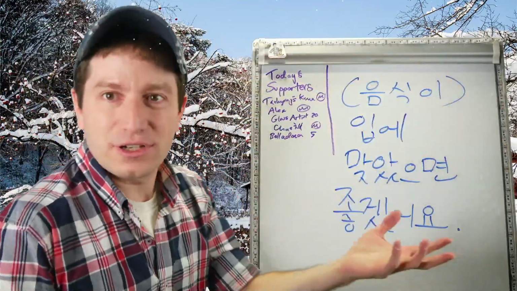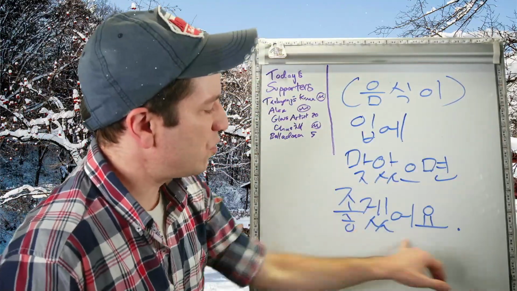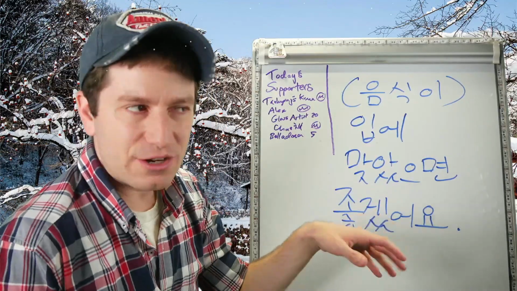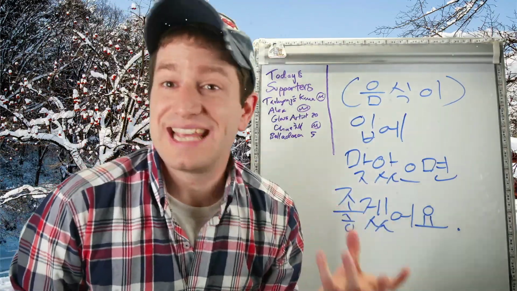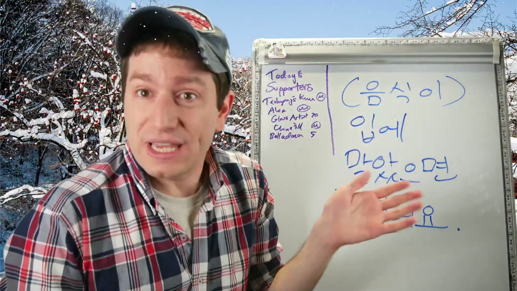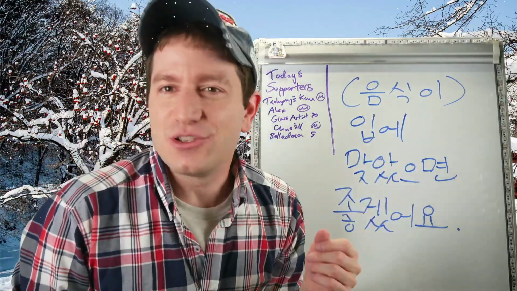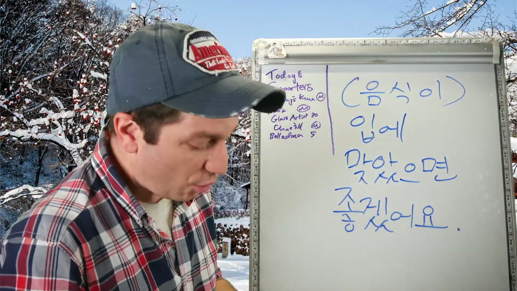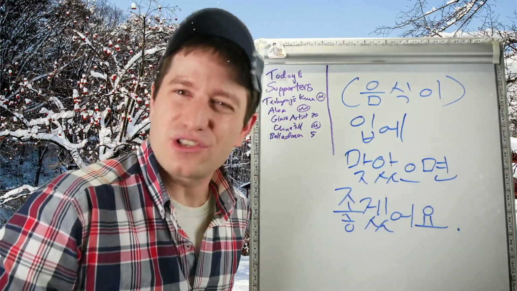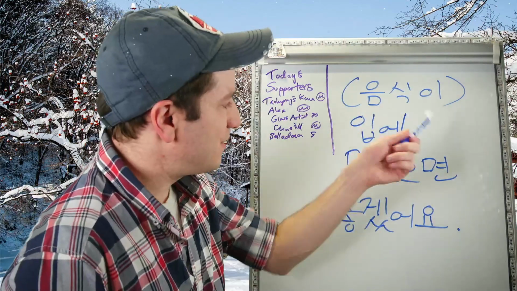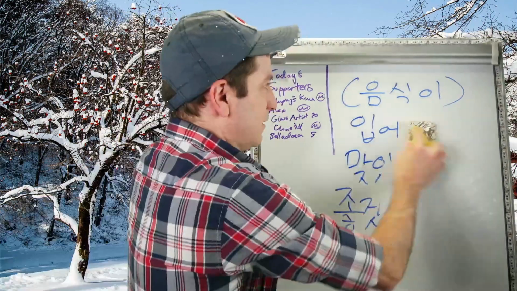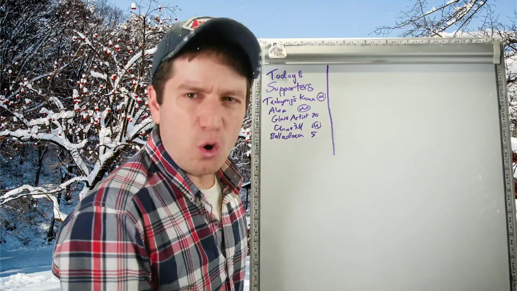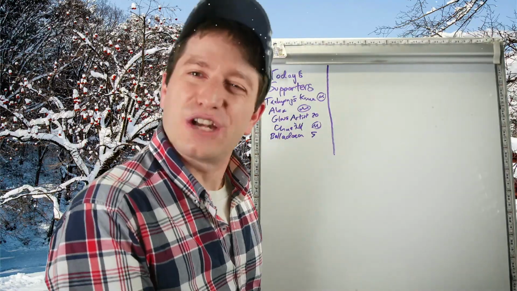음식이, so the food, 입에 맞았으면 좋겠어요. 입에 맞다, literally to match your tastes. So I hope it is okay. I hope it's edible. I hope it's something that you can eat, that you can enjoy. 입에 맞았으면 좋겠어요. So I hope that you like it. I hope this food is okay for you. 음식이 입에 맞았으면 좋겠어요.